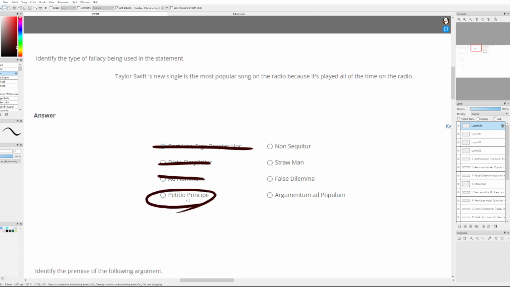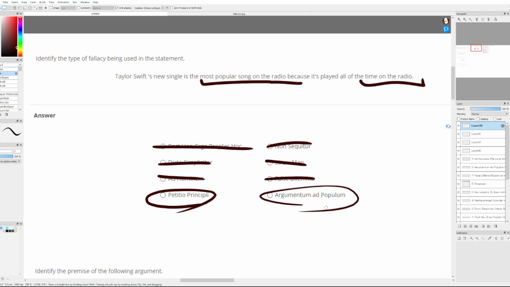It might be Petitio Principii, because it's saying this is the most popular song because it's played all the time, which sort of, it's played all the time, which makes it popular. It's not really a non-sequitur, because it's still related. It's not a straw man because there's no exaggeration. It's not a false dilemma because there's no 2 choices. It might be an argumentum ad populum. However, it's not saying that you should listen to Taylor Swift's new single or anything like that. It's just saying that it is the most popular song on the radio because it's played on the radio.